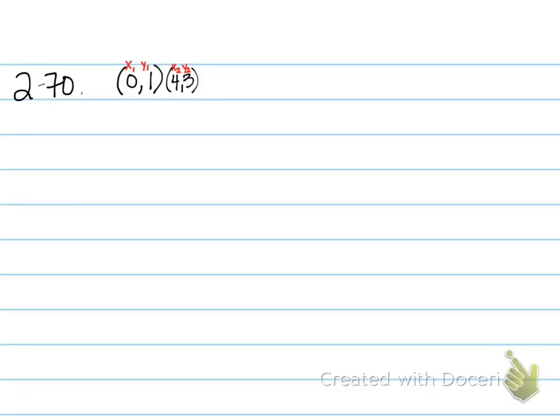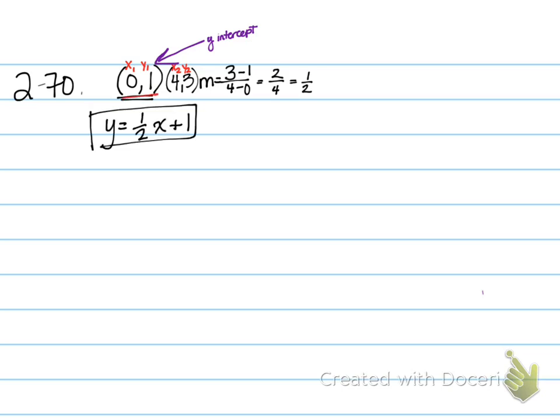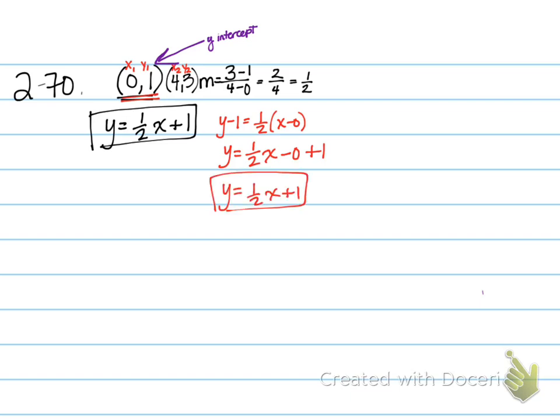Number 270 is asking for what is the equation of the line. And so I'm just going to have to find the slope using slope formula. And I notice that (0, 1) is my y-intercept, so I can directly go into slope-intercept form. If you didn't recognize that, you could also use point-slope form and simply distribute and solve for y, and you end up at the same spot.